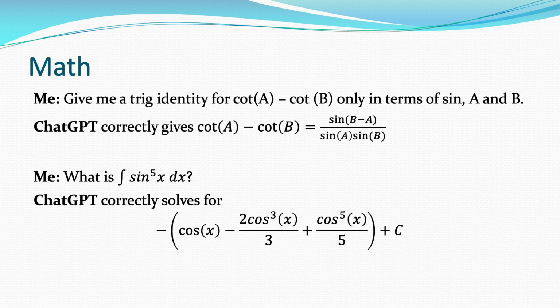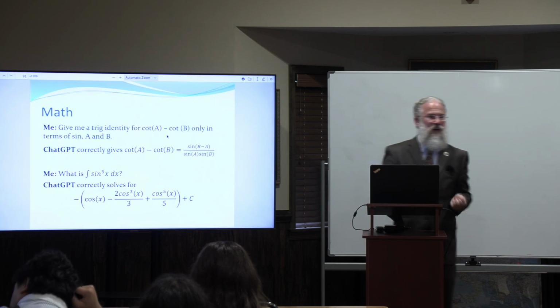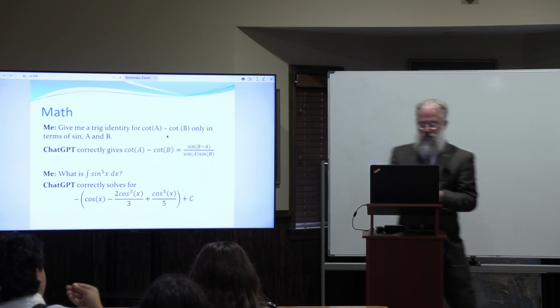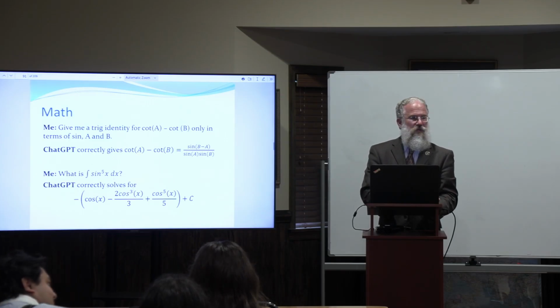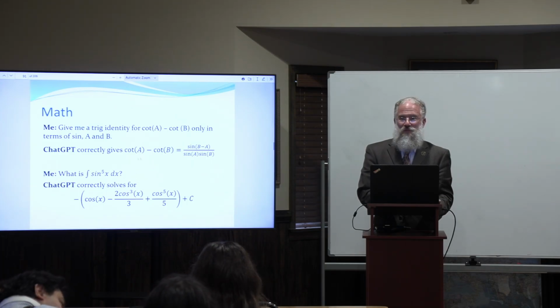So I asked it, give me a trig identity for cotangent of A minus cotangent of B, only in terms of sine A and B. Just picked it out of a textbook, and it gave me a correct answer. Yay. It can do integrals sometimes. That seems like it should be very reliable then, yeah?